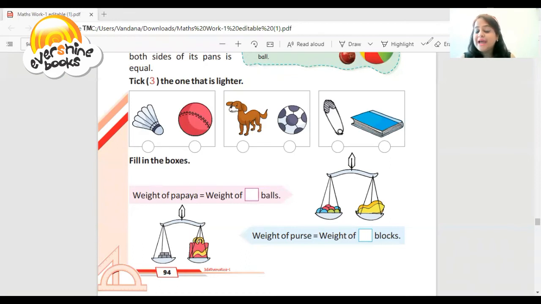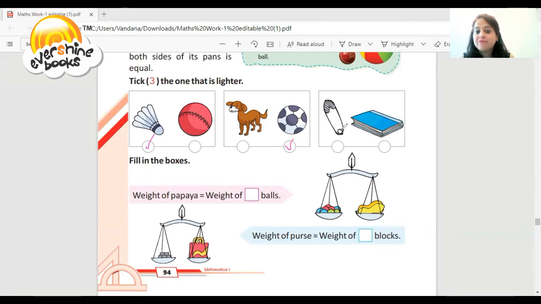Now, students, it's a very interesting worksheet for you. Students, take the one that is lighter in weight. When you hold these things, first is your shuttlecock and second is your ball. Which one is lighter? The shuttlecock is lighter. So, take this one. Now, students, it's a dog and it's your ball. Just take the lighter one, that is your ball.